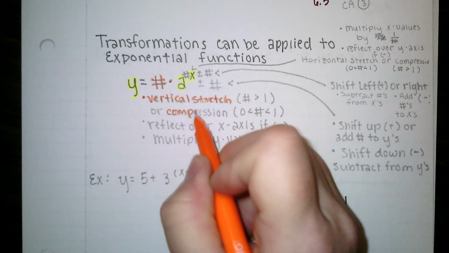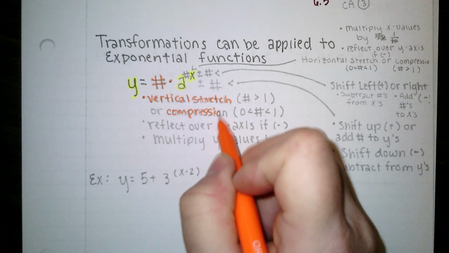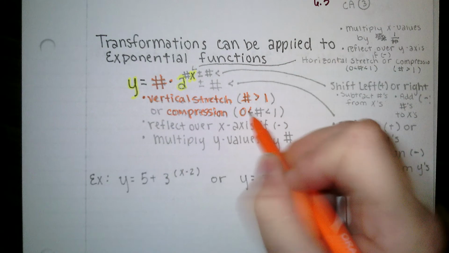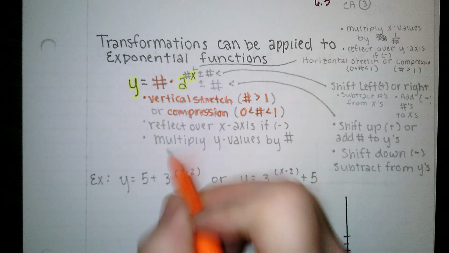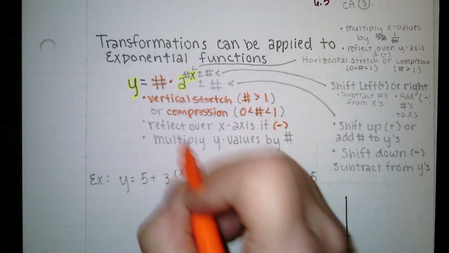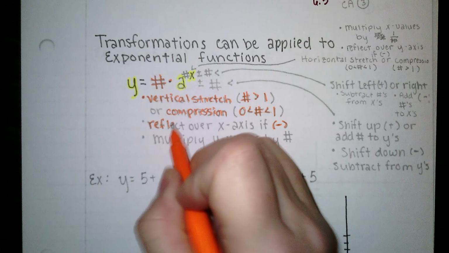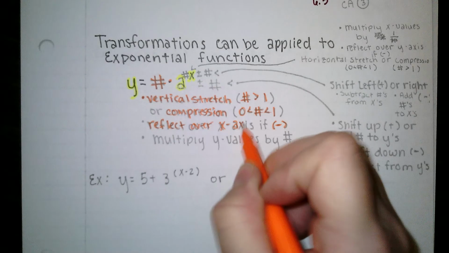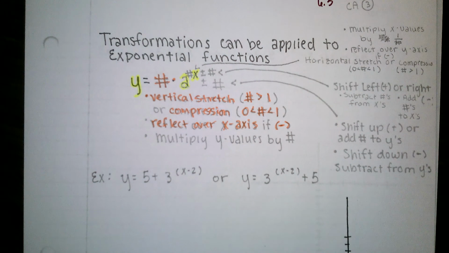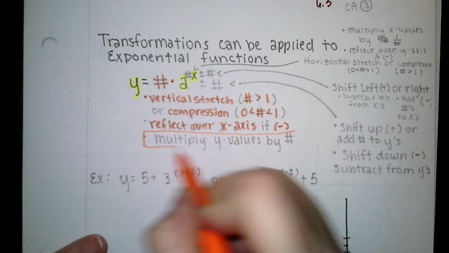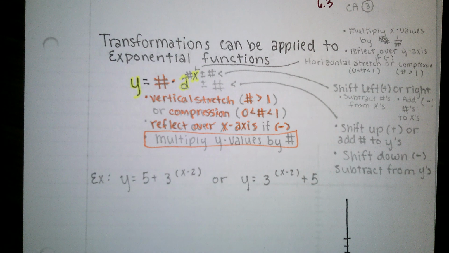Remember that stretches are when the number out in front is bigger than 1, and compressions are when that number is between 0 and 1. If that number is negative, then that is going to be a reflection over the x-axis. So that turns your graph upside down. And the way that we are going to handle that in terms of what we do to our 3 special points is that we will multiply our y values by that number.